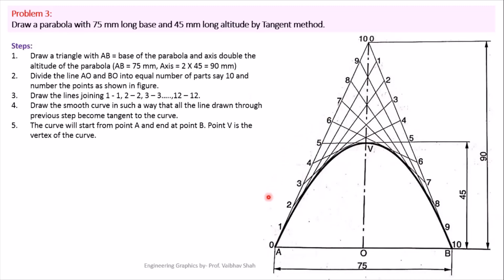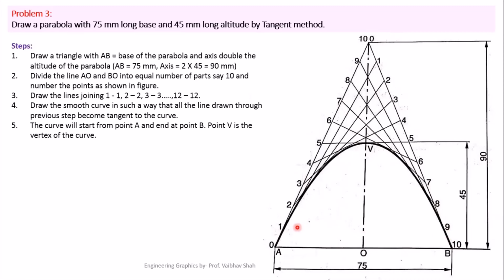So let's say in this case, we are dividing this particular line OA into 10 equal parts, and we'll start numbering from this point A itself as point 0. So 0, 1, 2, 3, 4, 5, 6, 7, 8, 9, and 10. After that, we'll start from this side from 0 here, 0, 1, 2, 3, 4, 5, 6, 7, 8, 9, and 10.